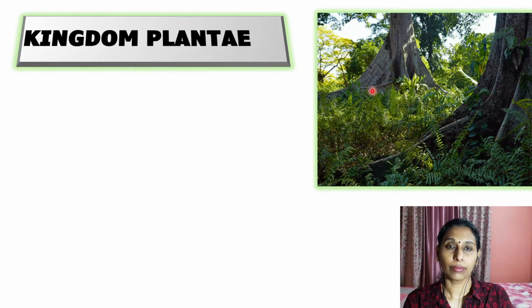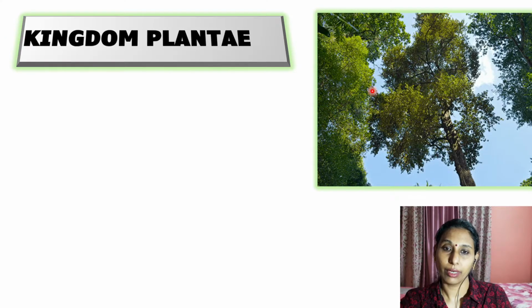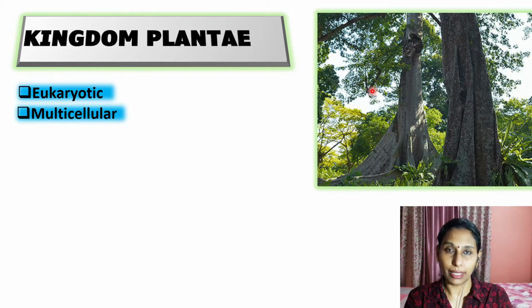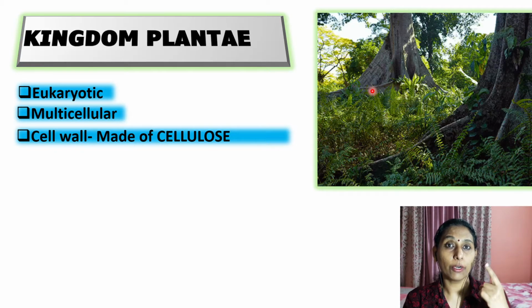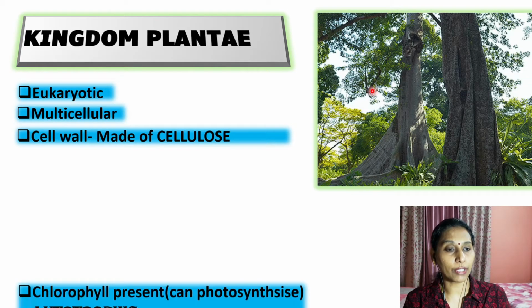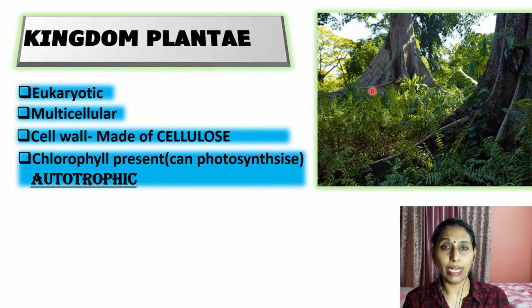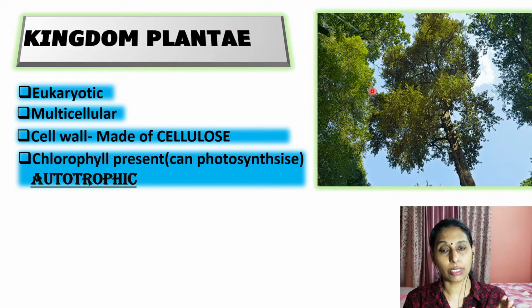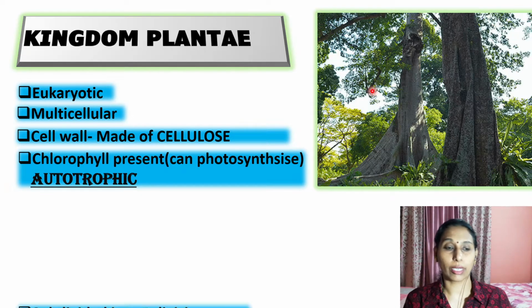Okay. Coming to the fourth kingdom, that is kingdom Plantae. And we know the first characteristic we would be telling is eukaryotic, of course. It is multicellular and it has a cell wall made up of cellulose. Remember the cell wall in kingdom fungi was made up of chitin. Here the cell wall is made up of cellulose. Chlorophyll is present and so it can photosynthesize, and it is only because of this kingdom that all other organisms exist, because only kingdom Plantae can make their own food, making it available for the other organisms.